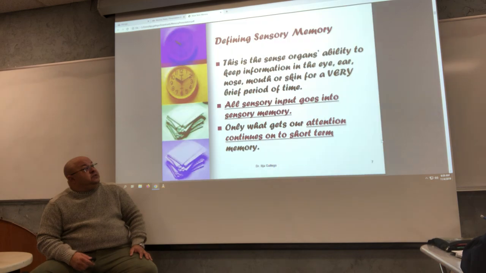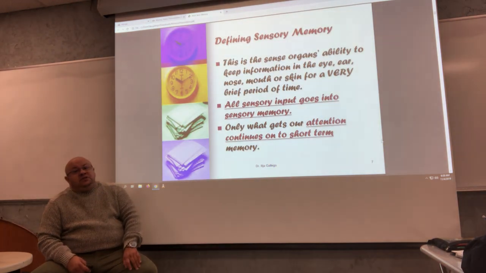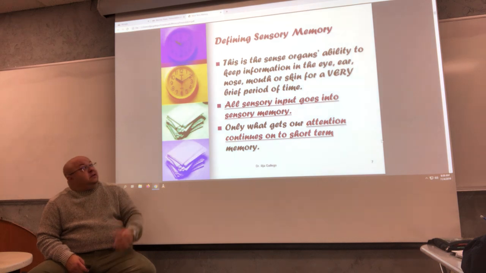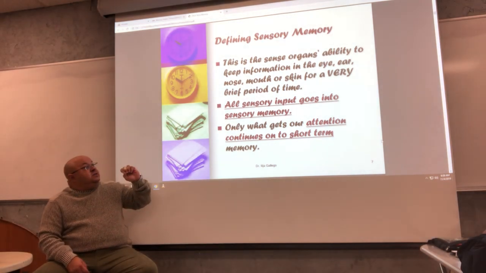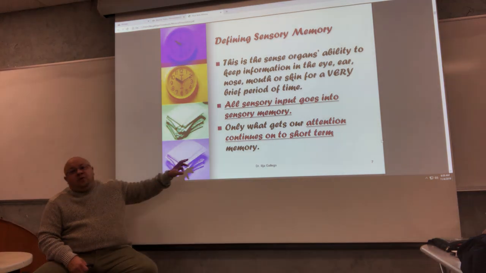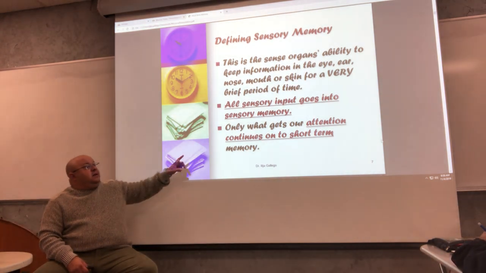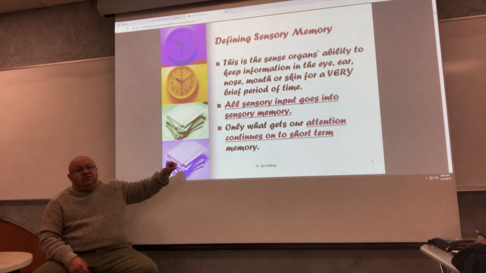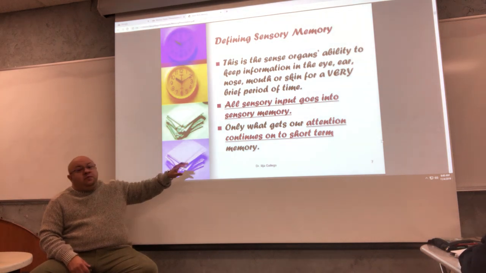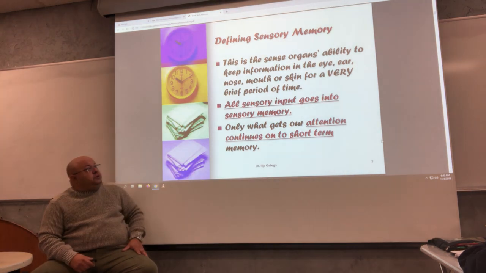So what is sensory memory? Sensory memory is your sense organ's ability to keep information in that sense for a very, very short period of time. And I mean short, okay? So it only lasts for a split second, but everything that goes into your senses goes into sensory memory. So everything that gets in your eye, everything that goes through your ear, your skin, and so forth. And when you pay attention to something in sensory memory, it's automatically placed into short-term memory.